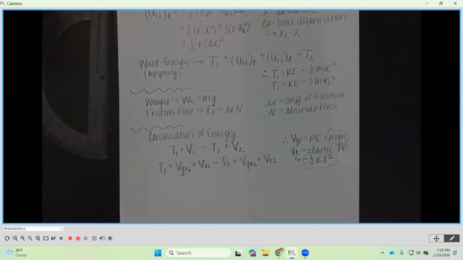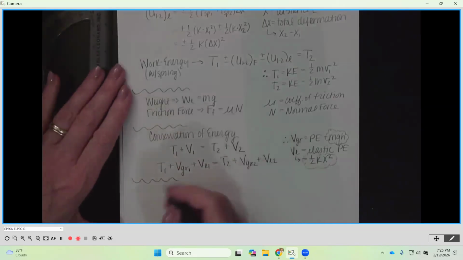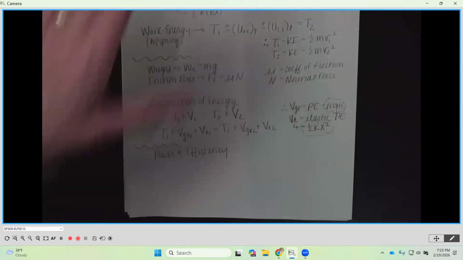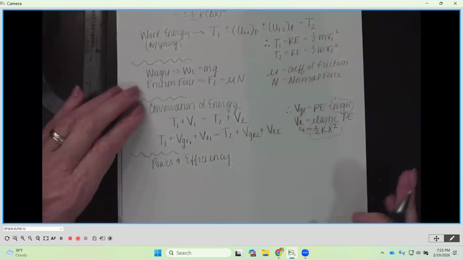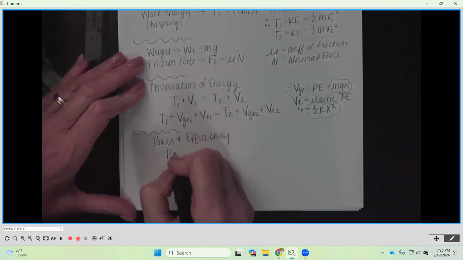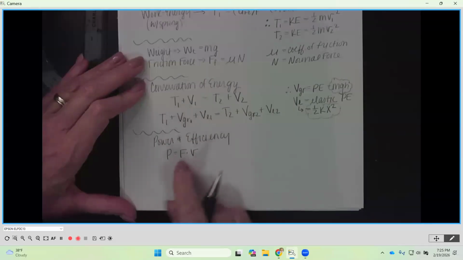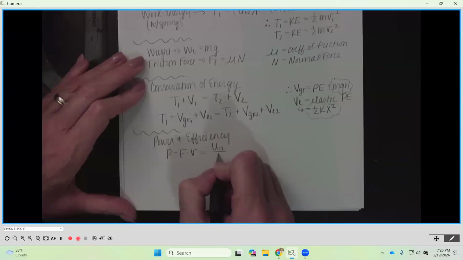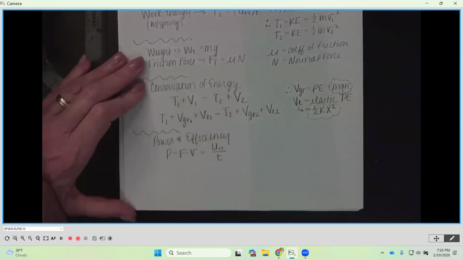All right. And then I am going to go to my next section, which is going to be power and efficiency. We want to add those. Those also come in handy. Okay. So P is going to be equal to F times V, so force times velocity. It's also equal to work done divided by time.